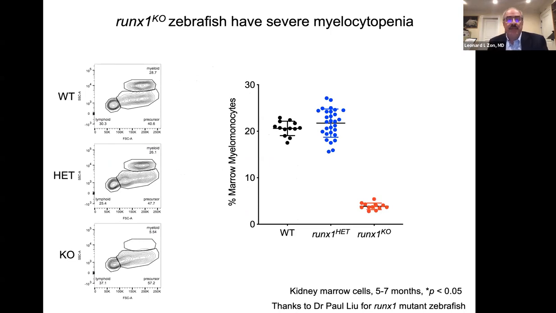Now, in the fish, we've been able to, with Paul Liu's group, examine the RUNX1 mutant zebrafish. Now, interestingly, RUNX1 mutant fish actually live to adulthood. And what they have is a deficit of myelomonocytes, and this is shown over here.